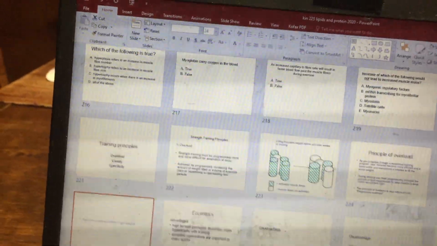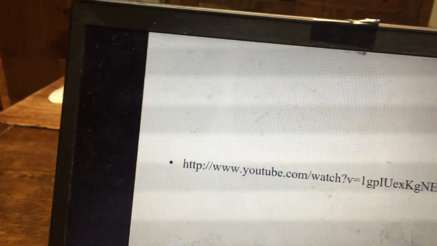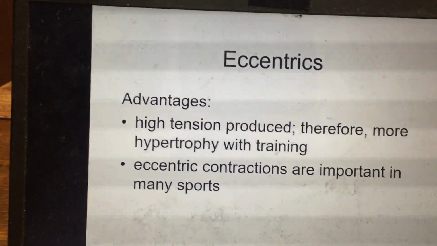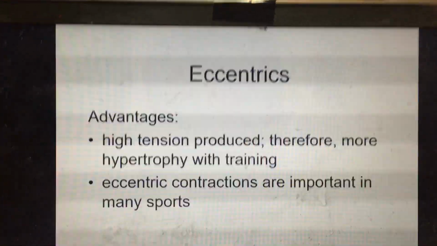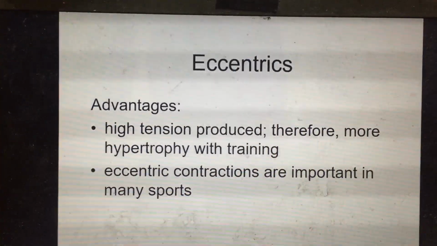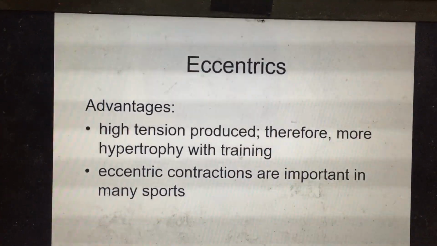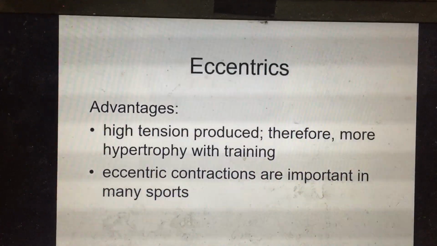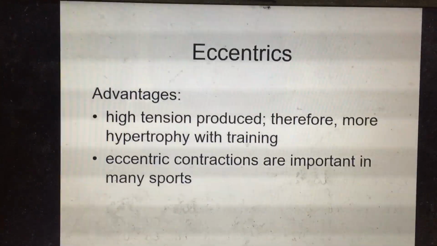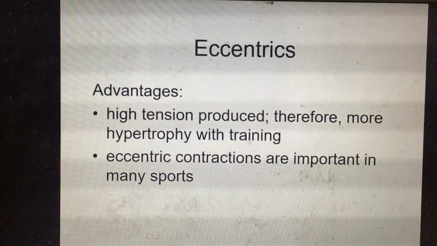Okay, cue up the PowerPoint again here. Another example is eccentrics. And I went over this in detail earlier in the course, so I won't go over it again, but the advantages here are that this type of muscle contraction produces the highest amount of force and therefore the greatest hypertrophy with training. And then eccentrics are important for many sports as well.